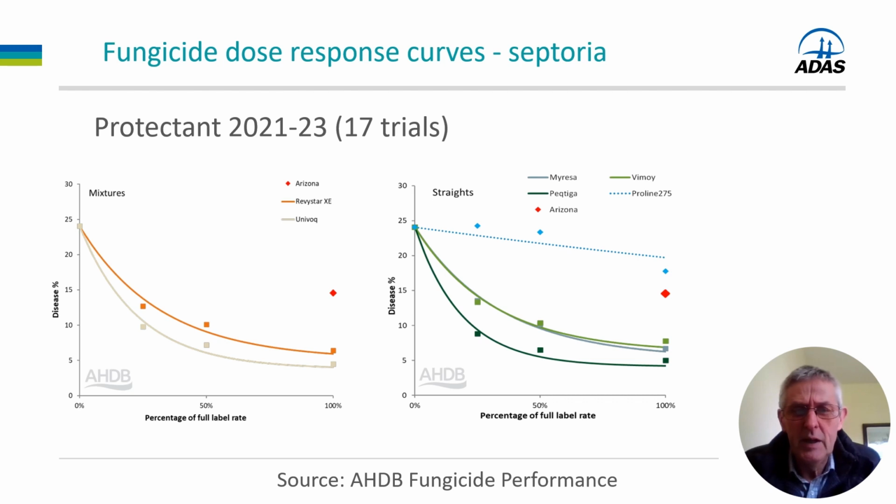So these curves are useful for looking at differences between the performance of products. They're also useful as a way of thinking about how we might adjust the dose according to circumstances. So let's just take a look at what happens if we change different aspects of dose response curves and what that does to the amount of fungicide that's needed.